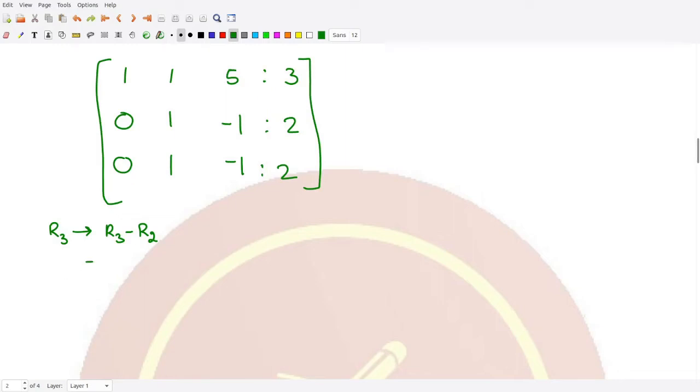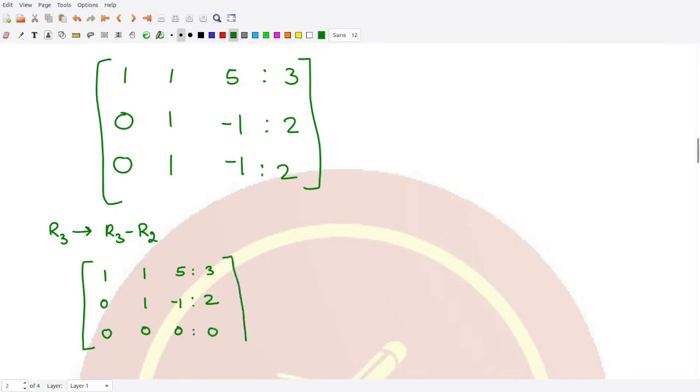Okay, so when you apply this operation, the first row would be 1, 1, 5 and 3. The second one would be 0, 1, minus 1 and 2. Then the third is 0 minus 0 is 0, 1 minus 1 is 0, minus 1 minus minus 1 is 0, 2 minus 2, that is 0.